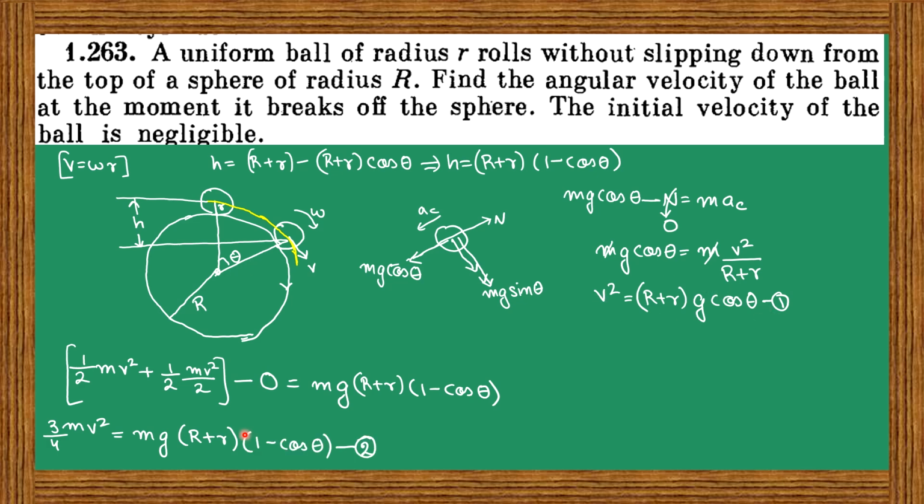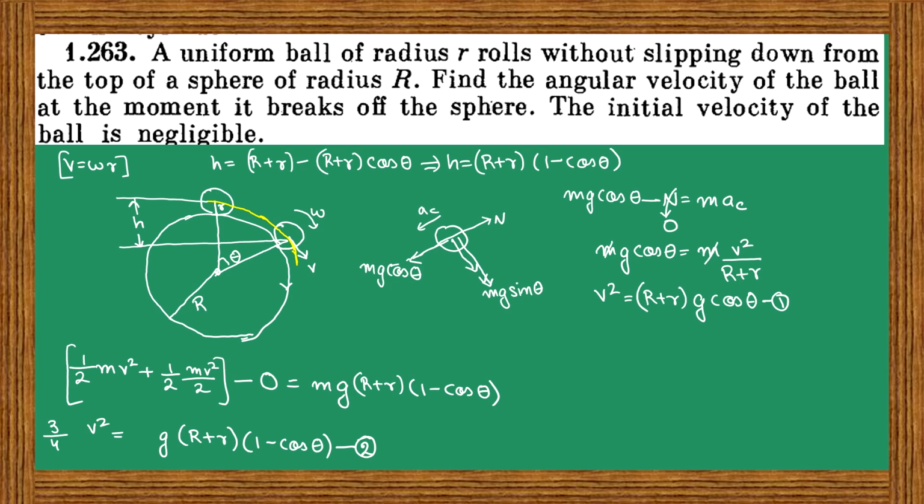Now using equation number 1 and equation number 2, I find out the value of v, and if I find the value of v, I get the value of angular velocity. Now how do I solve this? You can solve it by any method, but the best thing I find is that m and m cancel. Let me simplify it.